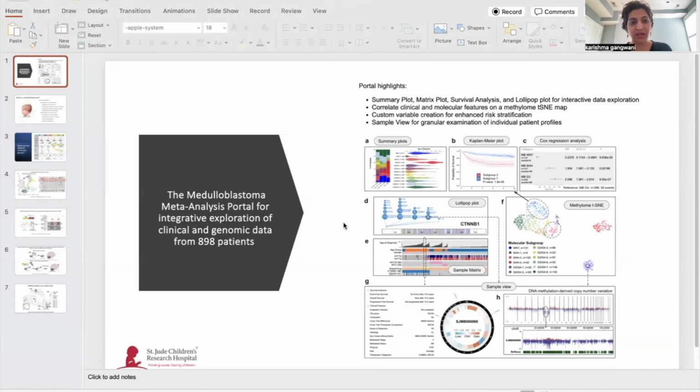level from 898 patients that were enrolled in 3 large clinical trials. And we looked at how to analyze certain types of visualizations, such as summary plots, Kaplan-Meier, Cox regression, lollipop plot, the methylome TSNE, individual sample level data using sample view, and then also looking at cases across the cohort using the sample matrix. Today, we will look at some biological use cases that I have found using this portal.